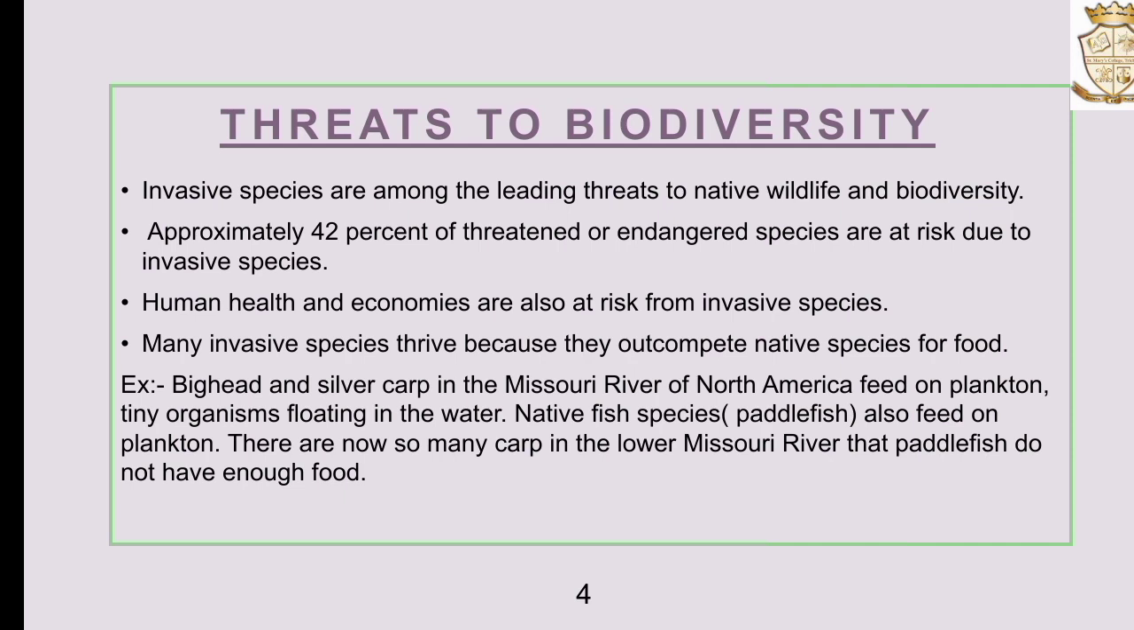One example is bighead and silver carp in the Missouri River of North America, which feed on plankton and tiny organisms floating in the river. The native species, like paddlefish, also feed on this plankton. The bigheads and silver carp increase in number, and the paddlefish do not get enough food, which causes their extinction.